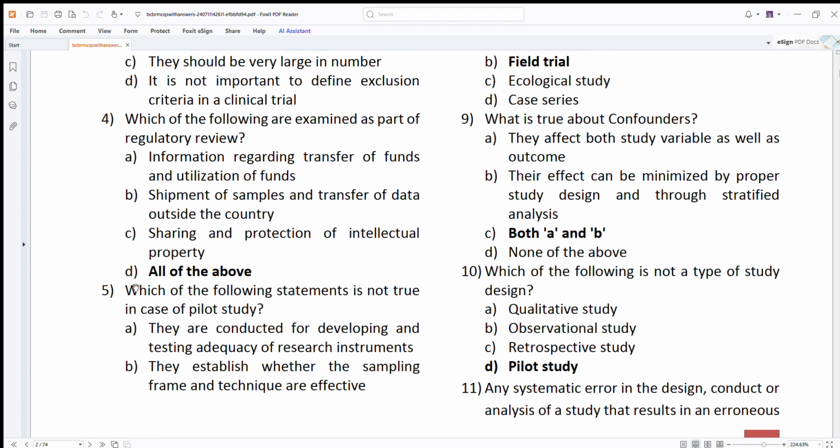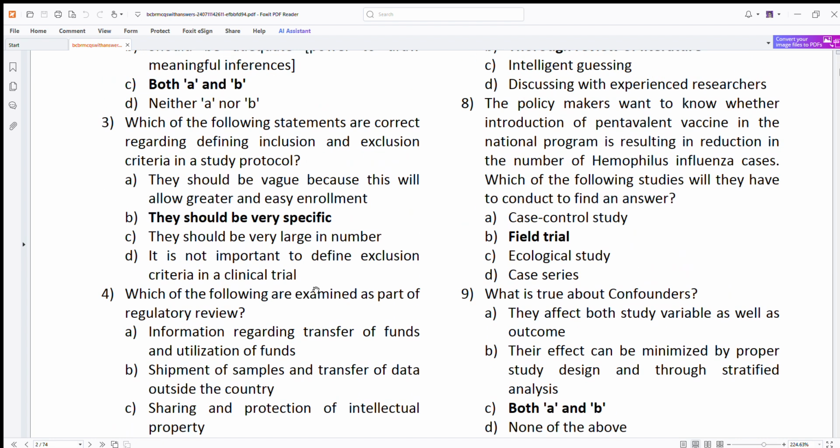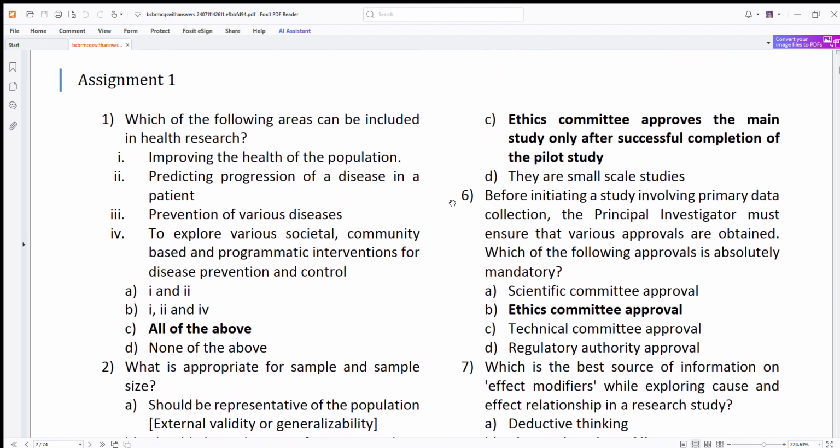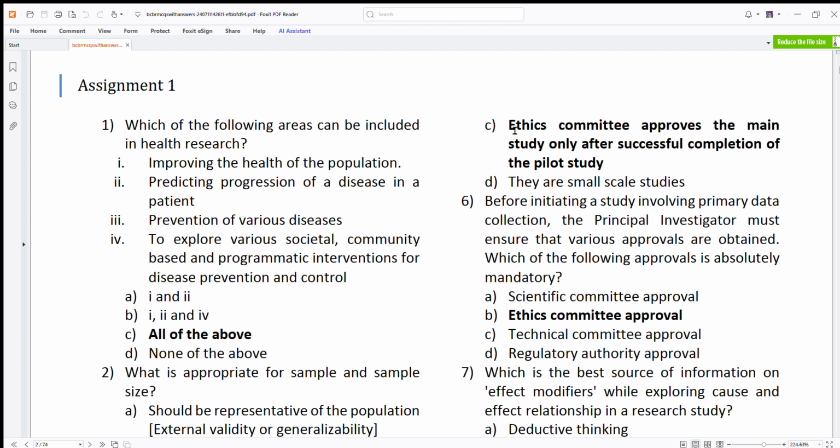Then in the case of pilot studies, which of the following statements is not true? They are conducted for developing and testing adequacy of research instruments. Yes, that's absolutely true. Then they establish whether the sampling frame and technique are effective. Yes, they do. Pilot studies' main objective is this only. Then ethics committee approves the main study only after successful completion of the pilot study. Now this statement here is false. This is not mandatory for the ethics committee to approve the main study. Even if you complete or don't complete the pilot study, the ethics committee will approve the main study upon checking the main study. Then there are small scale studies. Yes, that's absolutely true. Pilot studies are small scale studies.